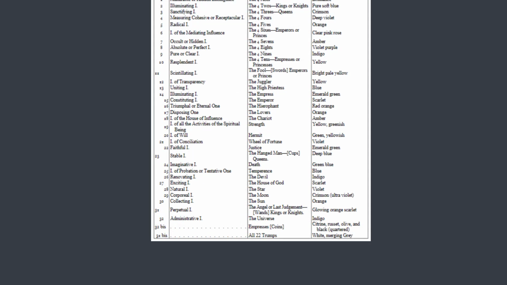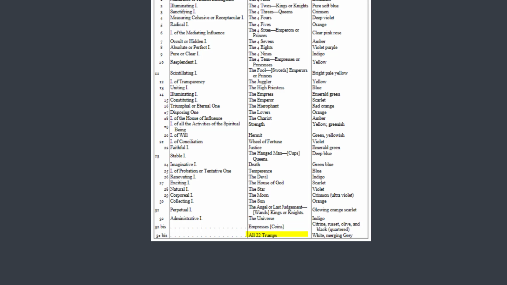But the court cards also appear with the major arcana, but in a different order to correspond to the elements. 11 has the princes, 23 has the queens, 31 has the kings or knights, 32 bis has the princesses or empresses. These of course relate to the mother letters and Earth.